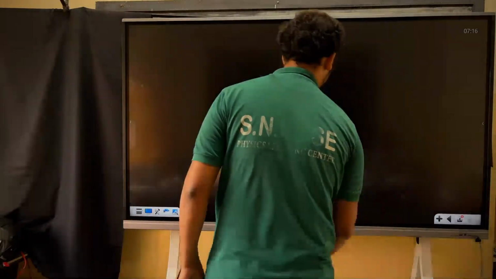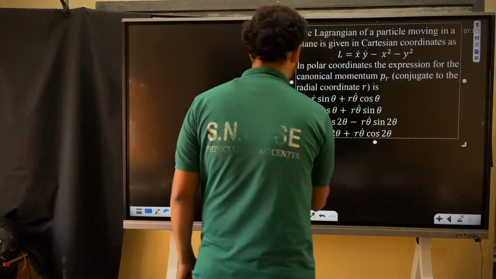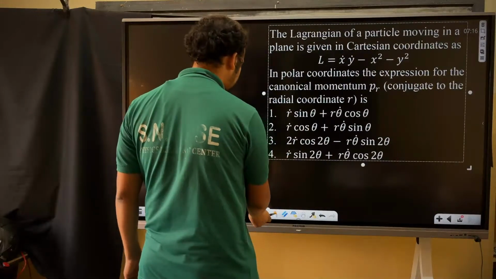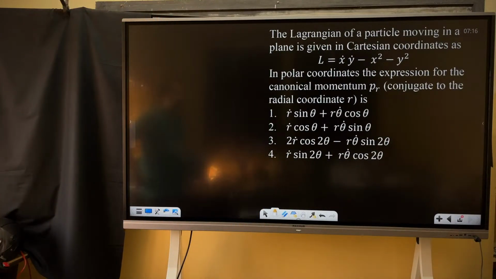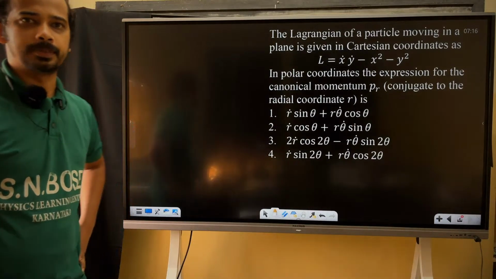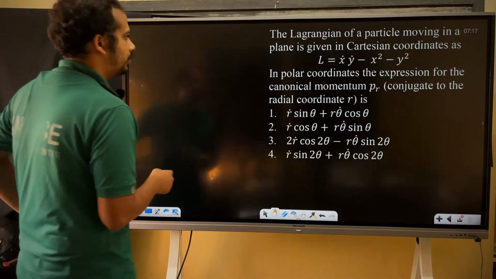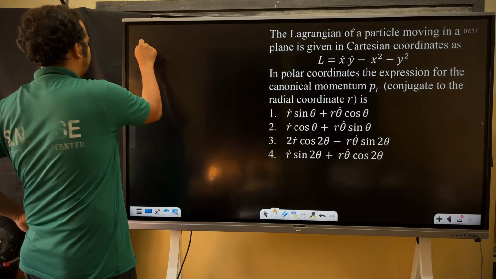So like that, look into this question. Again, you should be good at writing the equation, that's it. The Lagrangian of a particle moving in a plane is given in Cartesian coordinates. In polar coordinates, we need the expression for the canonical momentum. You already know the transformation equations, am I right?